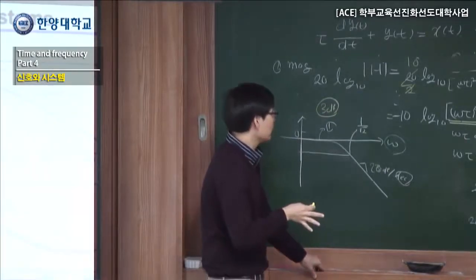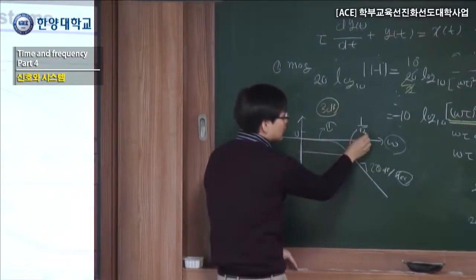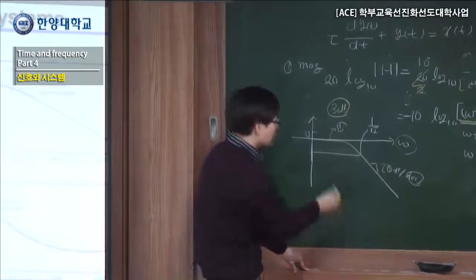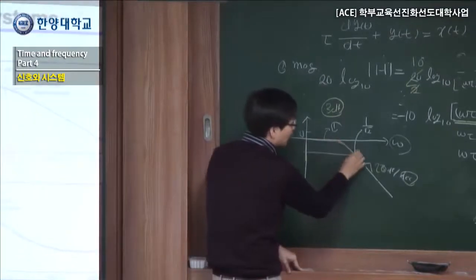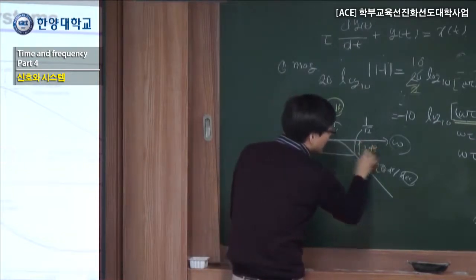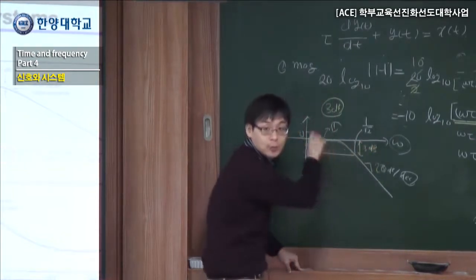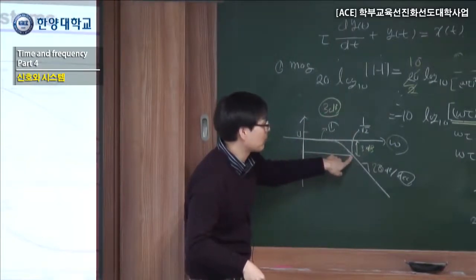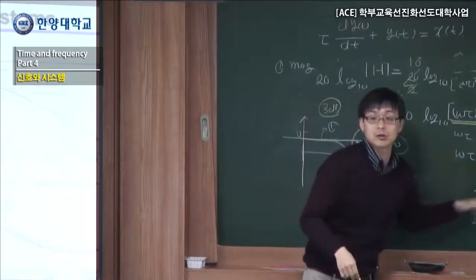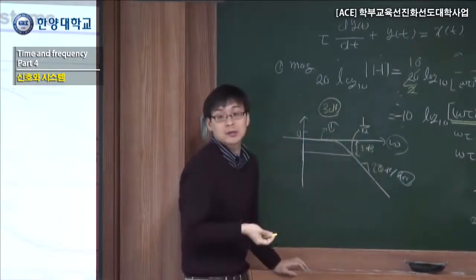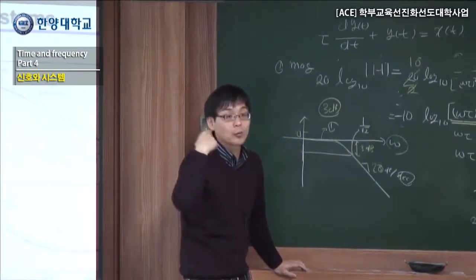So 3 dB comes from the fact that it's root 2 times smaller than the peak value. From the peak value, they are root 2 times smaller. This point is 3 dB smaller, not the slope. They just say 3 dB smaller than the maximum value based on this calculation. Then this one is called the bandwidth. That's how we are familiar with the 3.